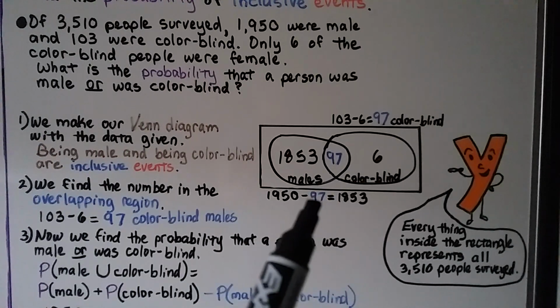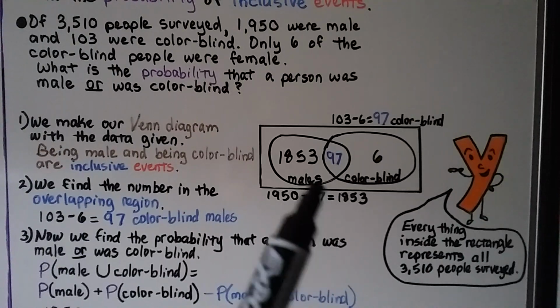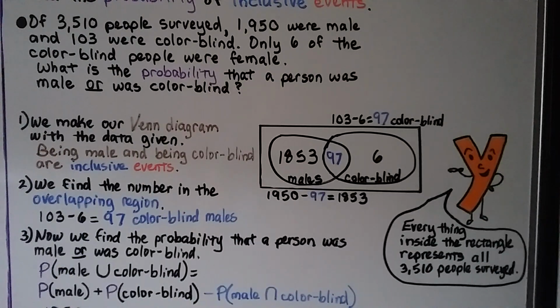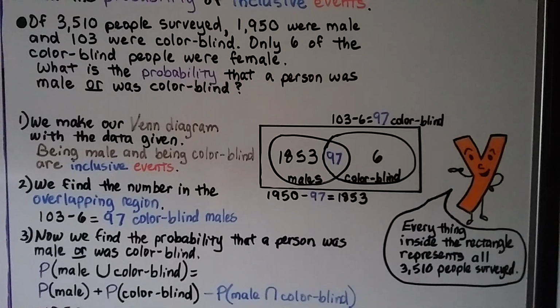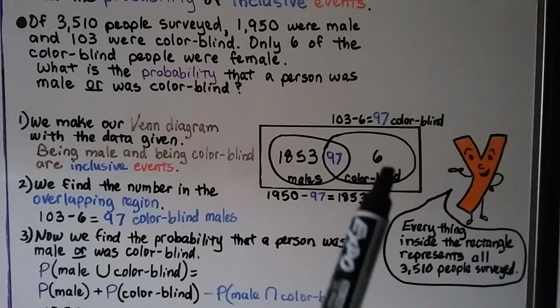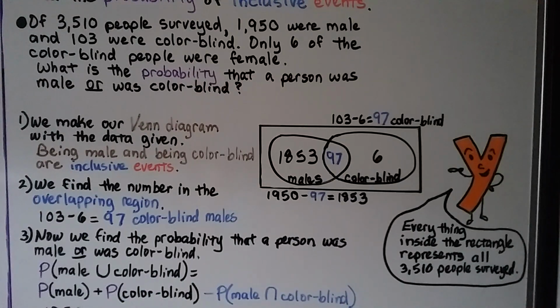And 1,950 of the males minus this 97 gives us 1,853. We find the number in the overlapping region. This 103 minus 6 is 97, so that's 97 colorblind males. We removed those 6 females.